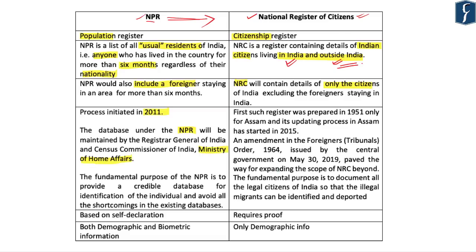On the other hand, as far as history and origin of NRC is concerned, NRC was first prepared for Assam only in the year 1951, and then the process of updating that NRC of Assam started in 2015, and very recently it was concluded. Furthermore, in 2019, the Government of India made an amendment in the Foreign Tribunals Order of 1964, and by this amendment, they have expanded the scope of NRC beyond Assam. So which now means that NRC can be conducted for other states or for India as well. And it is here that the problem lies.